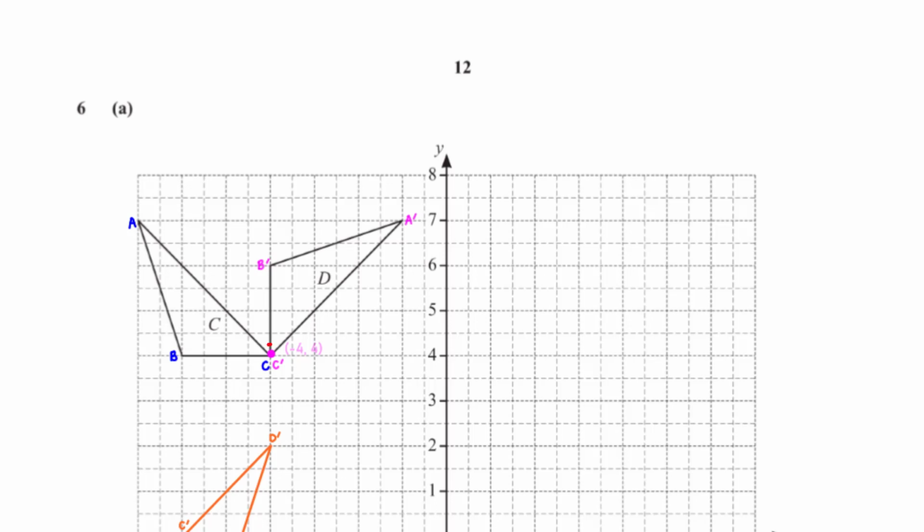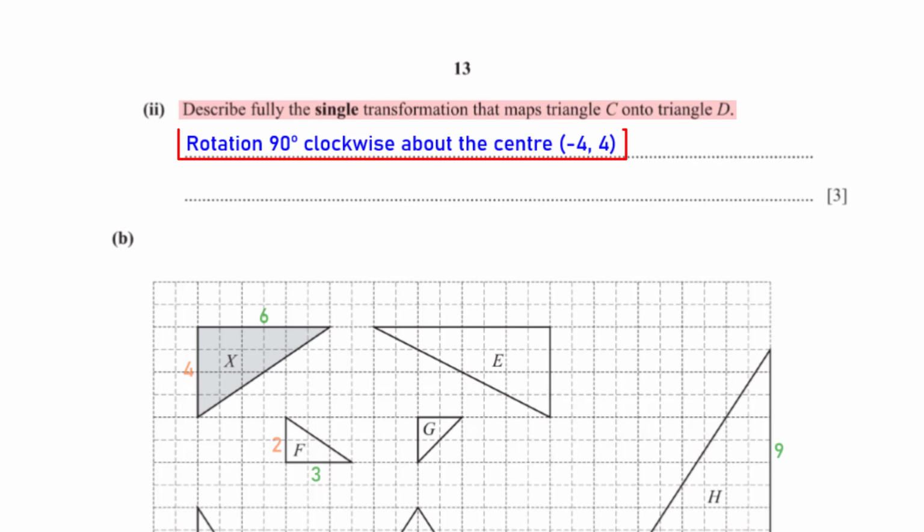In this case, we see that point C remains fixed after the rotation. So that is the center of rotation with coordinates -4, 4. And so the full description for the transformation would be rotation 90 degrees clockwise about the center, -4, 4.